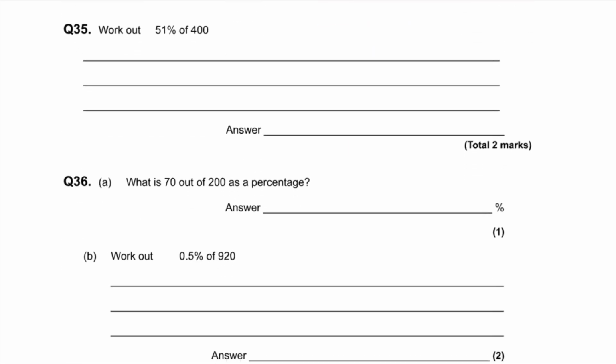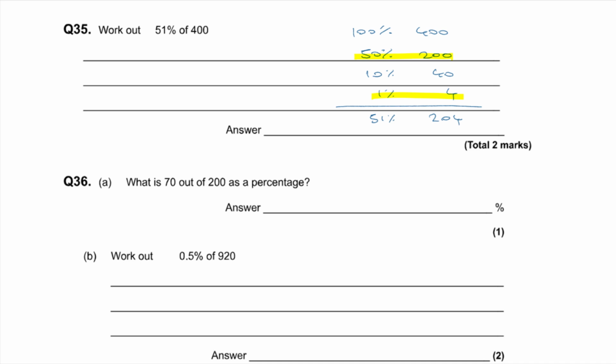So if I want to find 51% of 400, 100% is 400. So 50% is going to be half of 400, isn't it? It's going to be 200. 10% would be a tenth of 400, so 40, and 1% is going to be a tenth of that. It's going to be 4. So if I want to make 51%, I want that one and I want that one added together. So the 200 and the 4, that gives me 204.